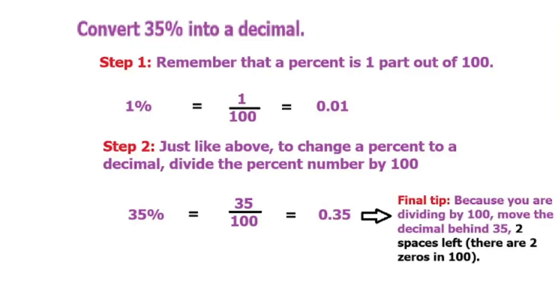And the final tip, because you are dividing by 100, move the decimal behind 35, 2 spaces left. There are 2 zeros in 100, so that's why you move it 2 spaces to the left. So that's something just to remember. And that's the end of this lesson.